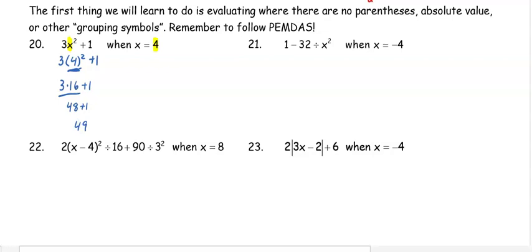In 21, we have negative 4 for x, so we're going to put negative 4 in that place. And when I substitute, I have 1 minus 32 divided by negative 4 squared. So negative 4 squared is 16. So we have 1 minus 32 divided by 16. Then we're going to do our division. 32 divided by 16 is 2, so we have 1 minus 2, which gets us negative 1.